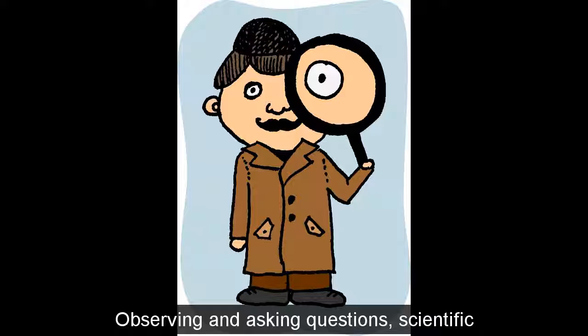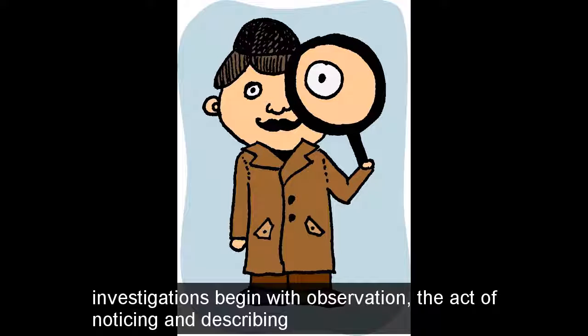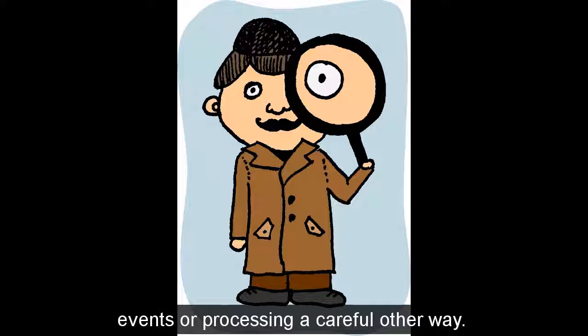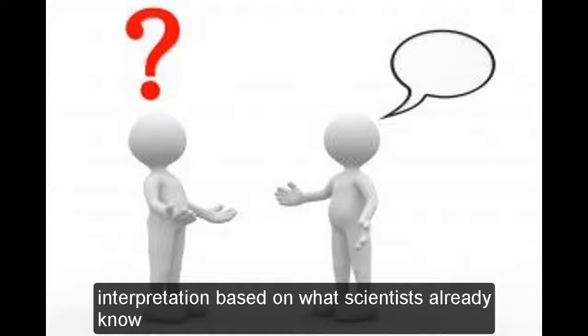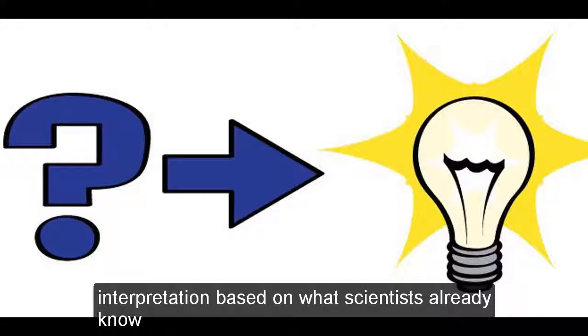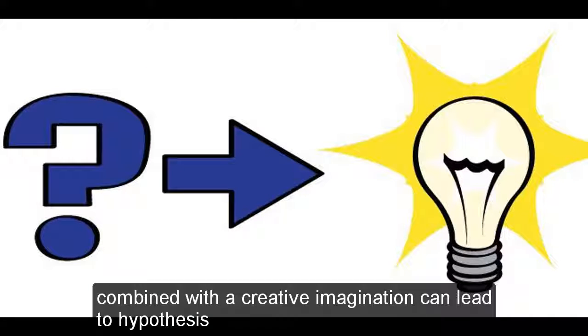Observing and asking questions. Scientific investigations begin with observation, the act of noticing and describing events or processes in a careful, orderly way. Inferring and forming hypotheses. An inference is a logical interpretation based on what scientists already know. Inference combined with a creative imagination can lead to hypotheses.